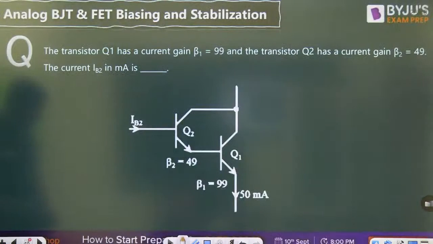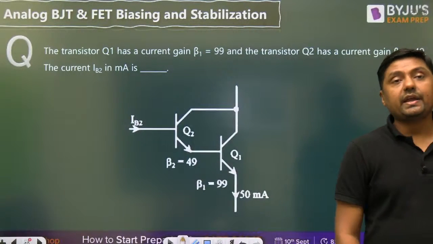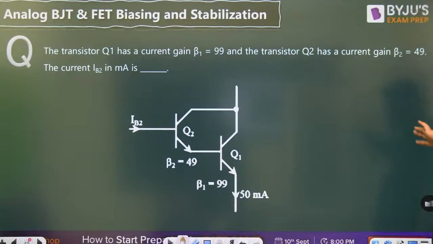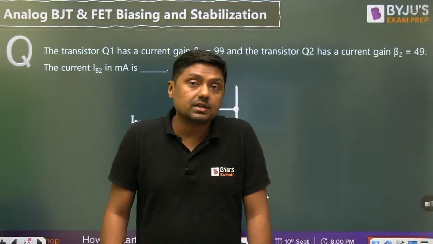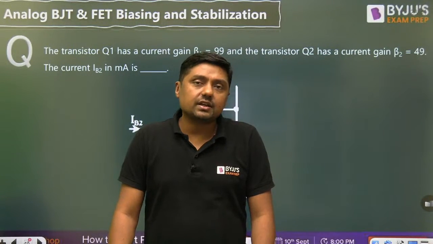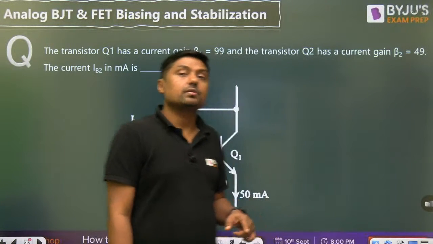But now, Nidhi, in biasing and stabilization, I have given you the idea about how to draw the line, the DC load line concept. Slope of the DC load line is what? -1 by RC. And it is a fixed bias circuit. It is not a stable circuit. When we put the RE, it will be a stable circuit.